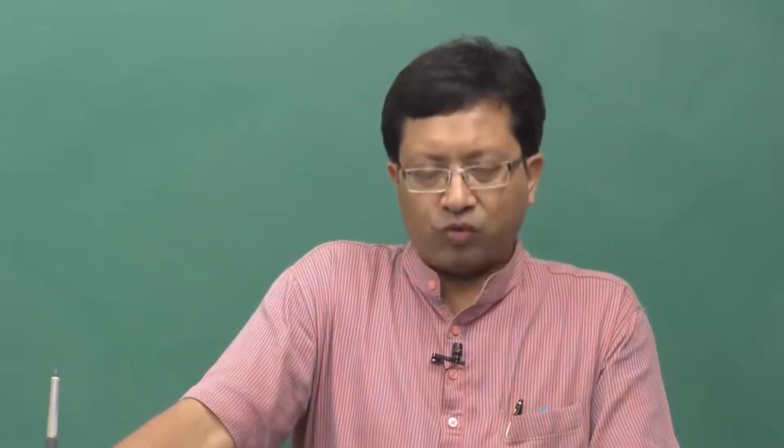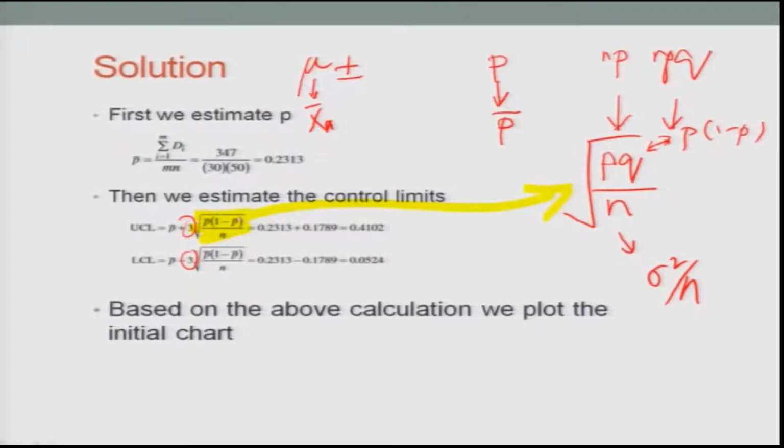Second is the standard error square of the sample, which comes out to be p into 1 minus p by n. To find the standard error, it will be the square root of that. Hence, in one case it will be 3 multiplied by the square root of p into q divided by n, and in the other case it will be minus 3 times the square root of p into q divided by n. Based on the above calculations, the upper control limit comes out to be 0.4102 and the lower control limit comes out to be 0.0524.